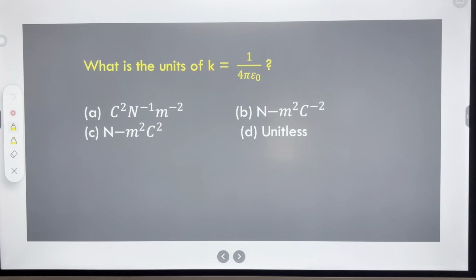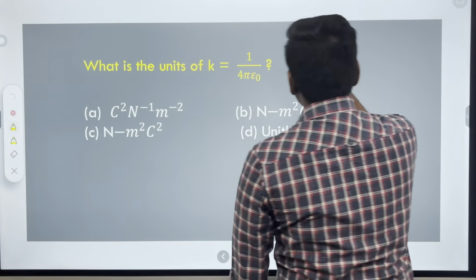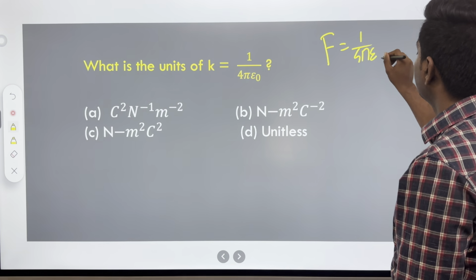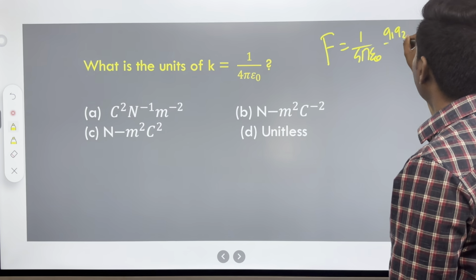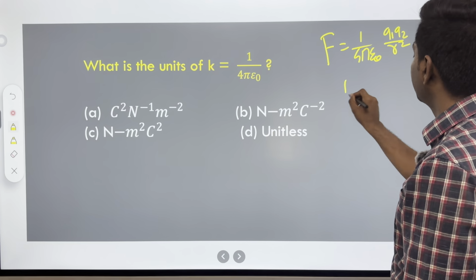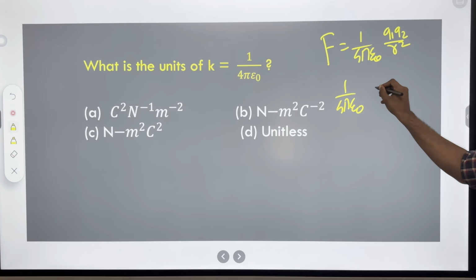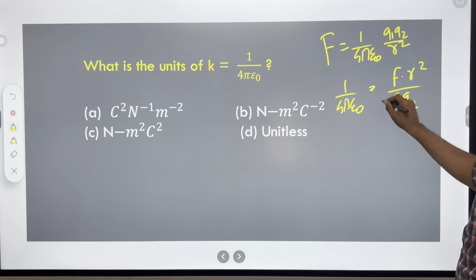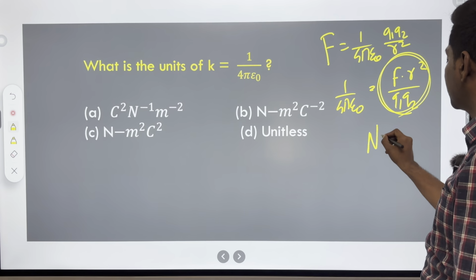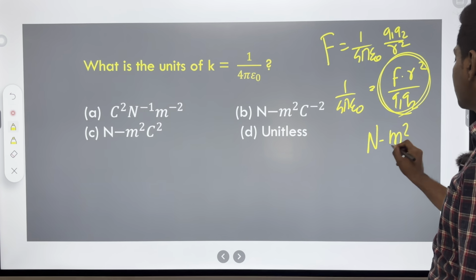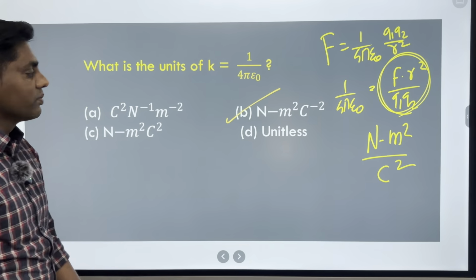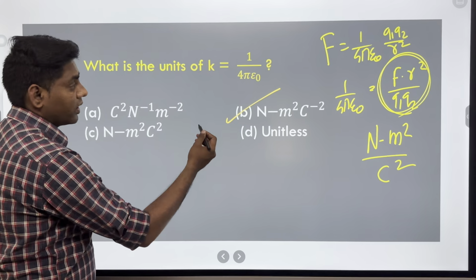What is the unit of K? 1 upon 4 pi epsilon naught. As we know from Coulomb's law, force equals 1 upon 4 pi epsilon naught Q1 Q2 upon R square. So from here we can calculate 1 upon 4 pi epsilon naught, that is force into R square divided by Q1 into Q2. So from here we calculate the SI unit, force measured in Newton, so it is Newton meter square divided by Coulomb square. So option number B is the correct answer of the given MCQ.